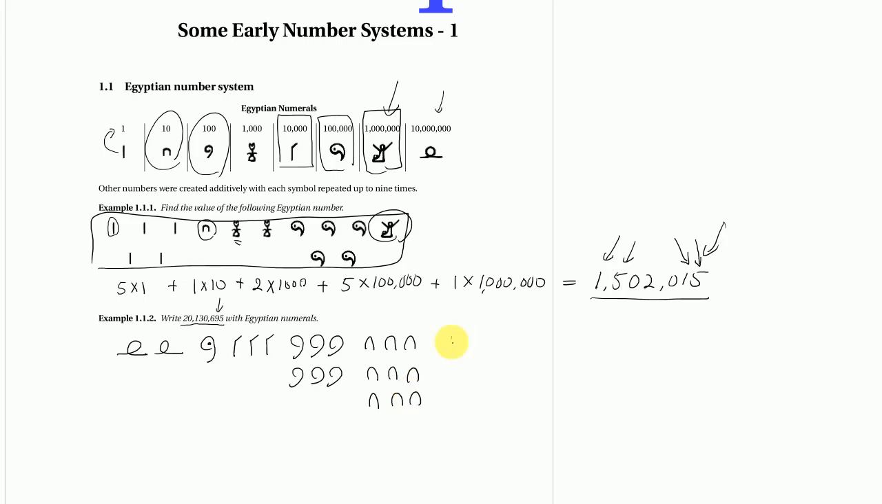And the last one is 5, so 1, 2, 3, 4, 5. The key point is that we don't need to keep the order. Instead of placing the 20 million first, we can put it over here and still get the same result. And there are no rules about how many rows we can use. You can put the 6 symbols like that instead. So that's maybe the good part of using a non-positional number system.